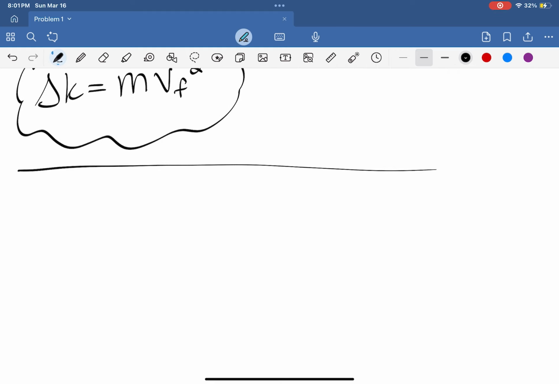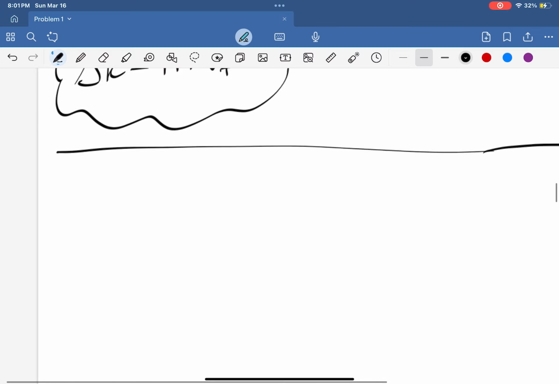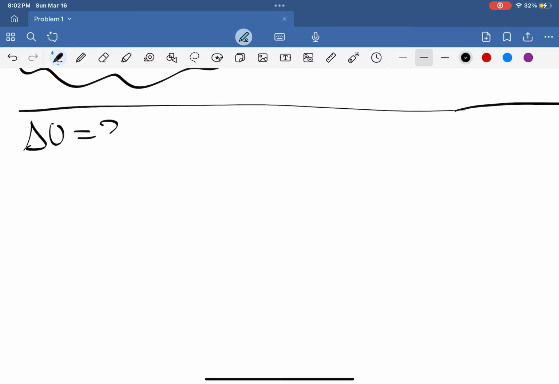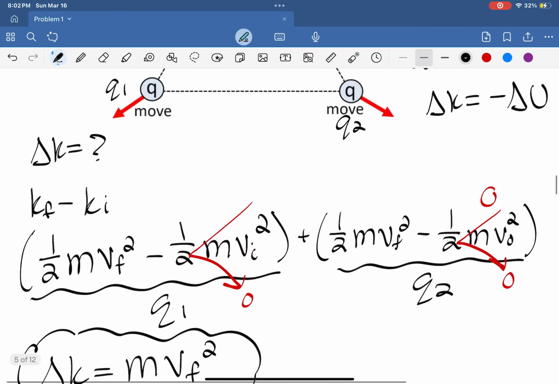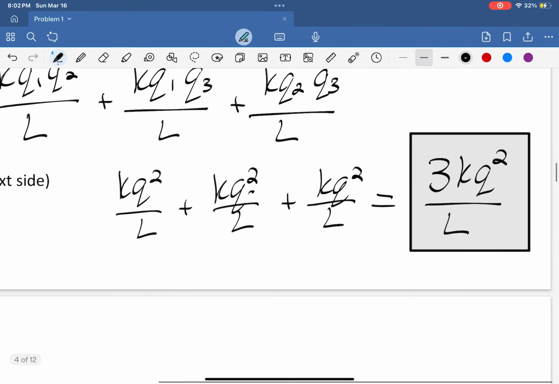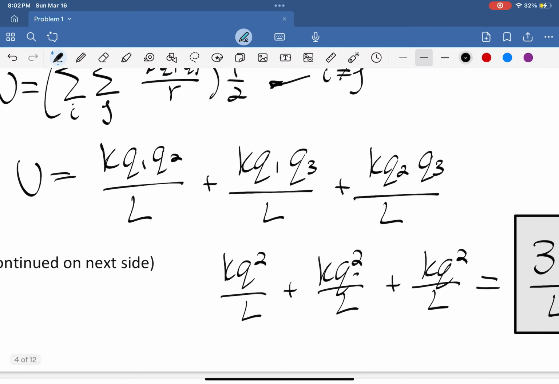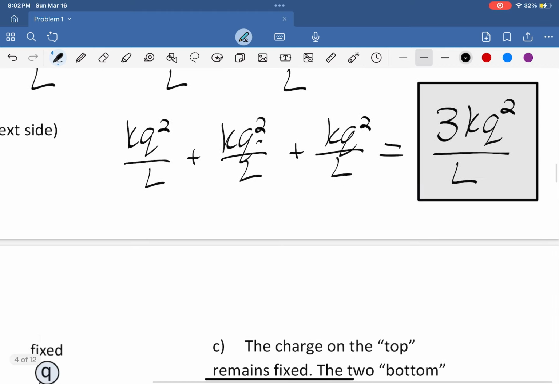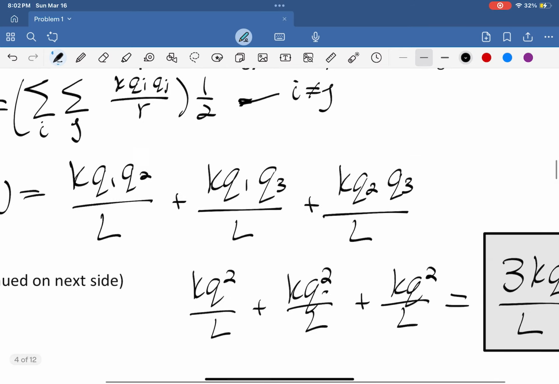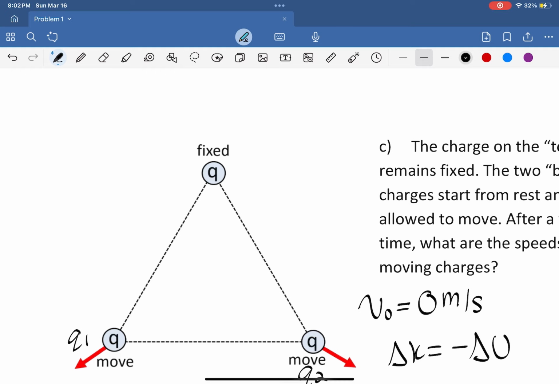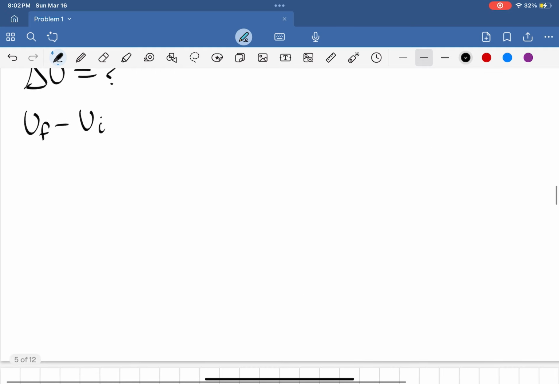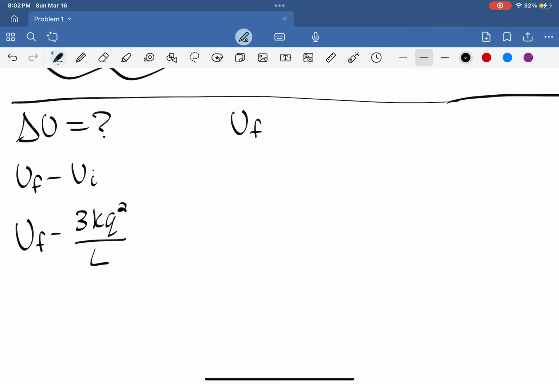Now, what is delta U? Well, delta U is some U final minus a U initial. What is U initial? We found U initial right here. U initial is the electric potential energy in this formation. So we have U final minus 3KQ squared divided by L. Well, what is U final?